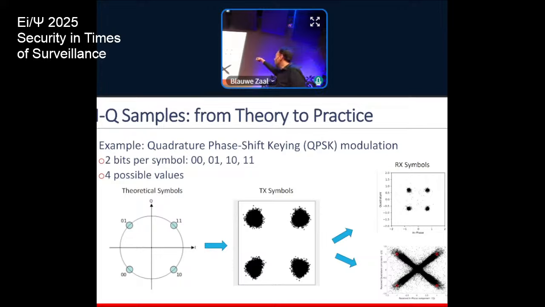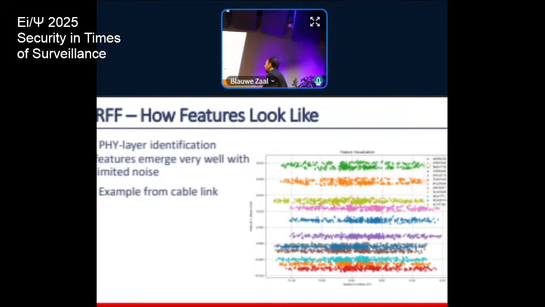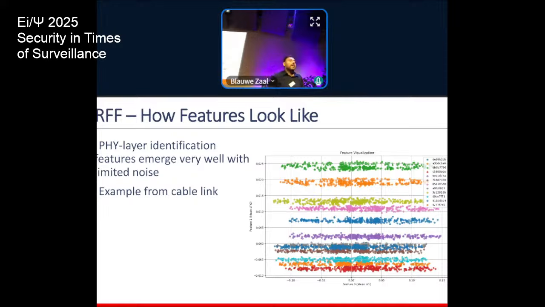But in general, if you look at above, then that configuration does not really cause problems in terms of quality of the communication. But at the same time, it could allow you to identify who is the transmitter in a set of different transmitters. If you look at the situation that you have, for example, in a cable link, that's where what we call features of the transmitting device emerge very well. This is, of course, an ideal situation.